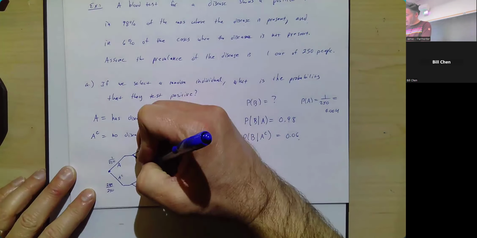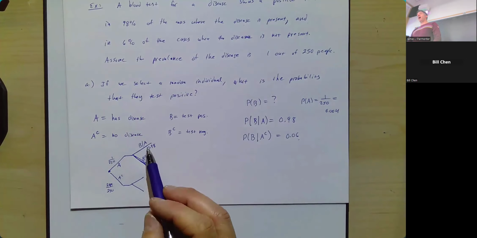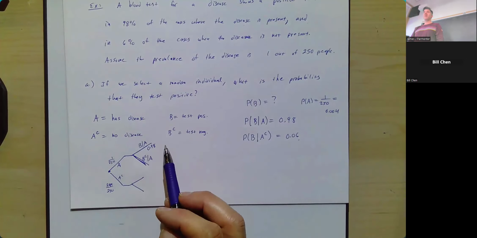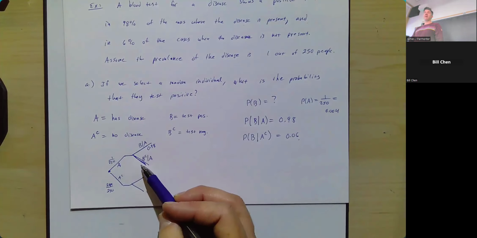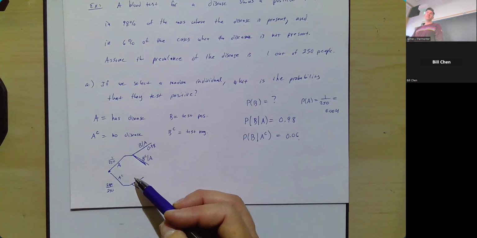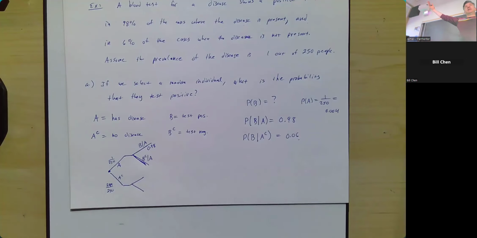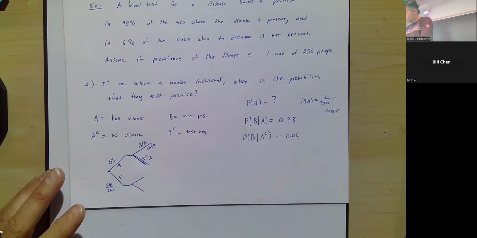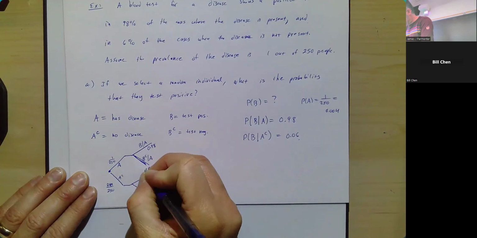Okay, so if we know the probability of testing positive, given that we have the disease, is 98%, what's the probability of testing negative, given that we have the disease? Well, all these people have the disease. 98% of them tested positive. And the rest of them, 2% of them tested negative. It has to be the rest. There's only two options. You either test positive, and we already know there's 98% of them, or you test negative. Those are the only two things that can happen. So that's going to be 0.02.